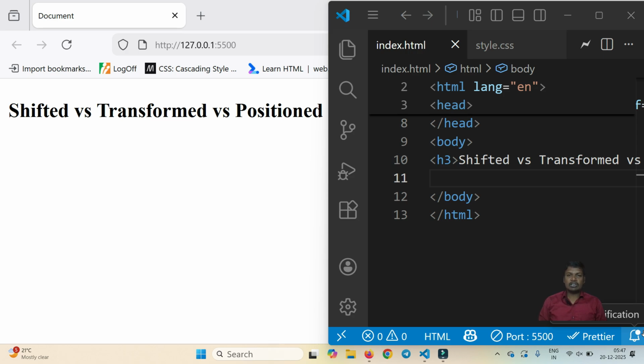Normal HTML document flow does not allow any HTML elements to overlap each other. But some CSS properties allow HTML elements to overlap. But this is not overlapping.